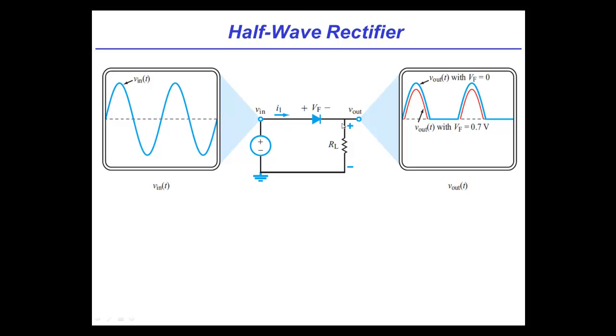I got it. So the idea is because it blocks current going right to left, it effectively isolates the voltage source from the rest of the circuit. It looks like it's at 0 volts when it's in the negative half cycle over here.